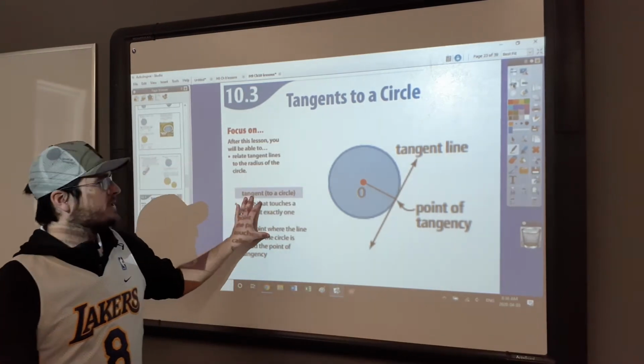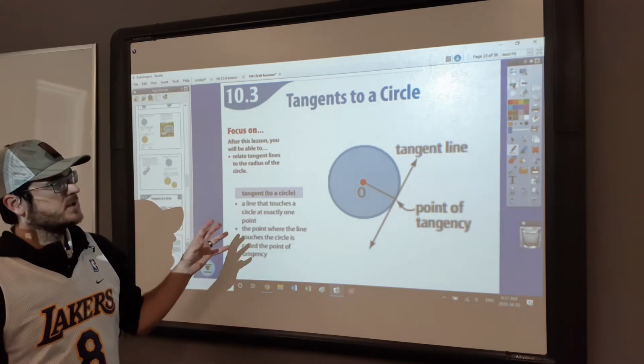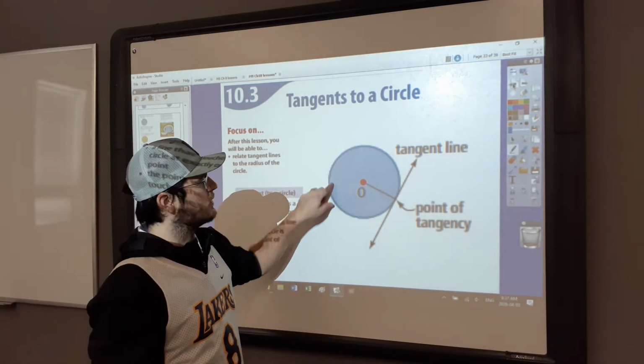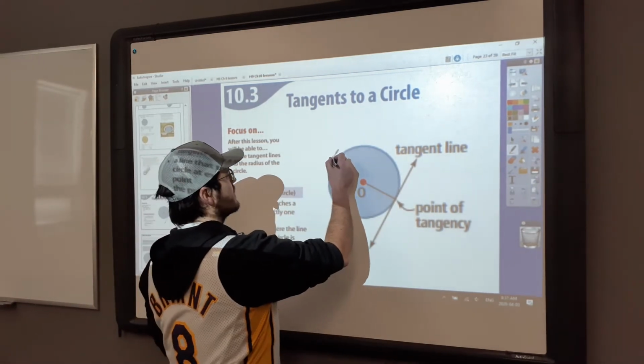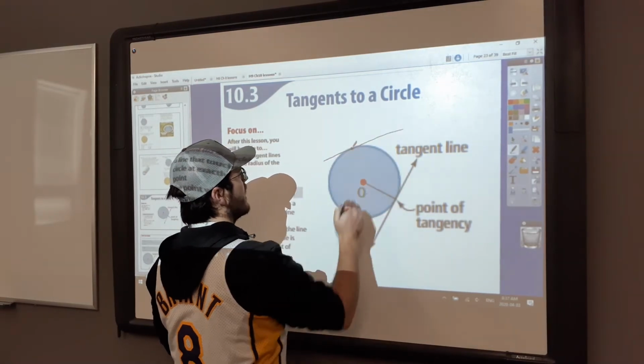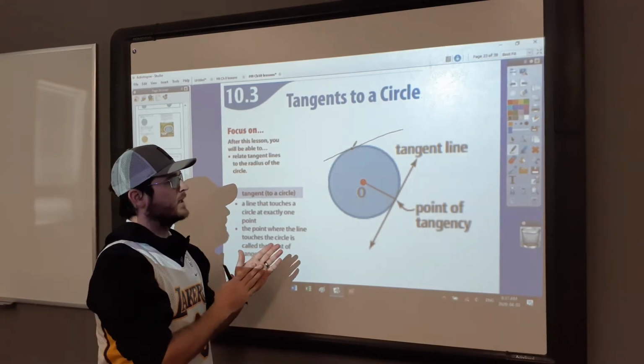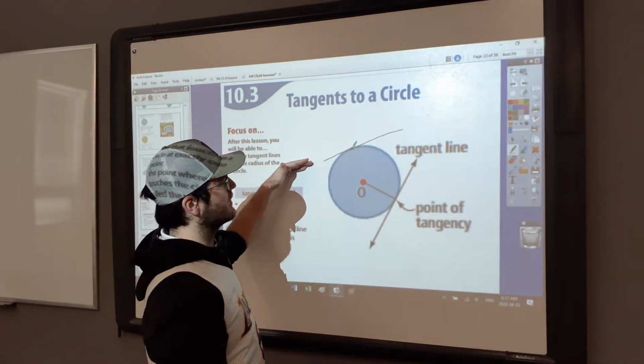So we need to know what a tangent line is. The definition is here. Basically a tangent line is on a circle, if you want to just barely touch the circle in one point, right? The line is just going to barely graze the circle just in one spot, right? And so that line is called the tangent line.